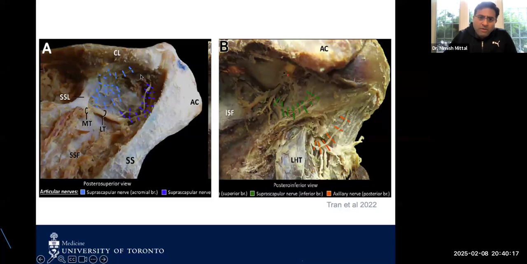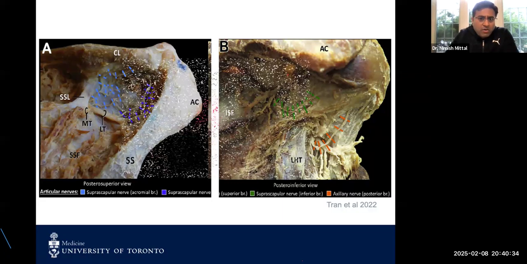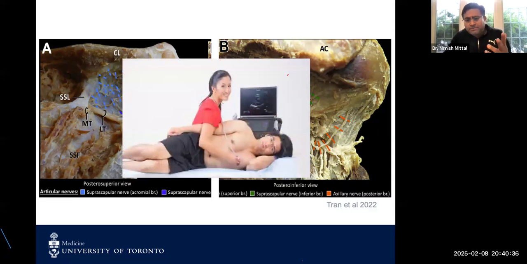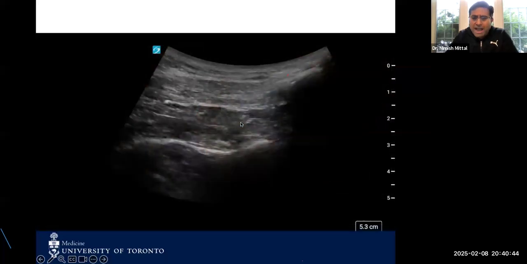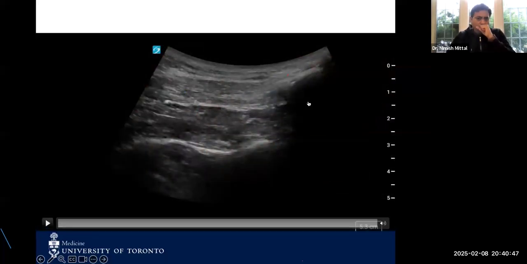Now, when we do actually RFA, we actually target this acromial branch top up here. We target the superior glenohumeral joint branch here, and then the inferior glenohumeral joint branch here. So we're not targeting the suprascapular nerve motor when we do RF. When we do RF, we are only targeting these structures. We're going to put our probe on the posterior side, but in a lateral decubitus position. I'm going to show you how the structures actually look like.